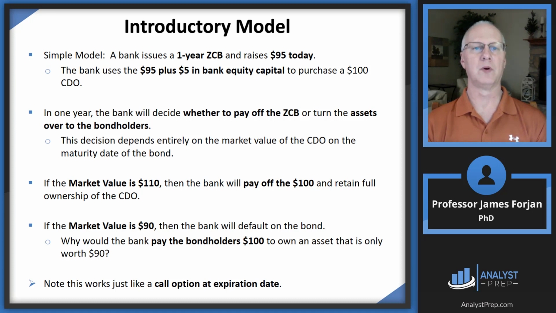Here's our simple model. Let's suppose that a bank issues a 1-year zero coupon bond and raises $95 today with that zero coupon bond. The bank uses that $95 plus $5 in bank equity capital to purchase a $100 collateralized debt obligation. All right, so if you just look at the balance sheet here, assets equals liabilities plus equity, we have 100 equals 95 plus 5. All right. But what we're going to do in this chapter, these are called structural models because we're looking at the capital structure of a financial institution. We need to decide what's going to happen 1 year from today.